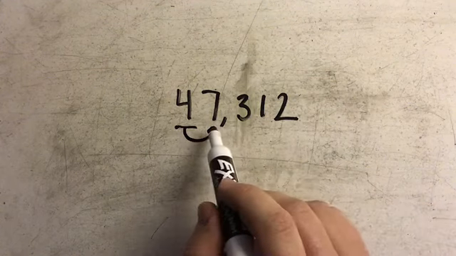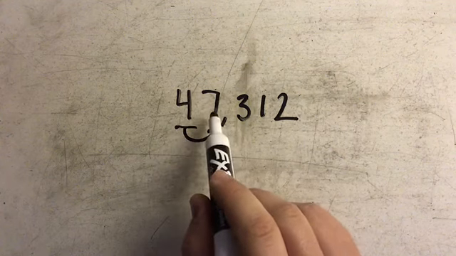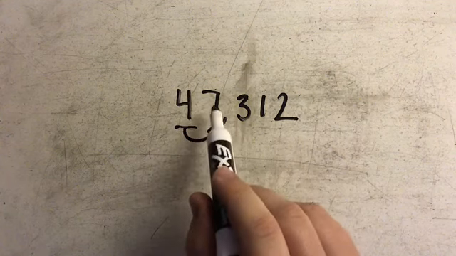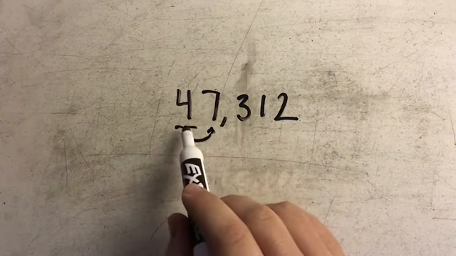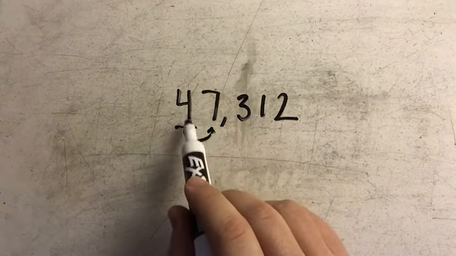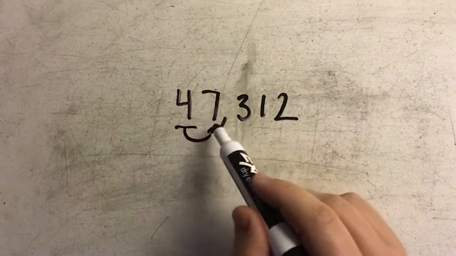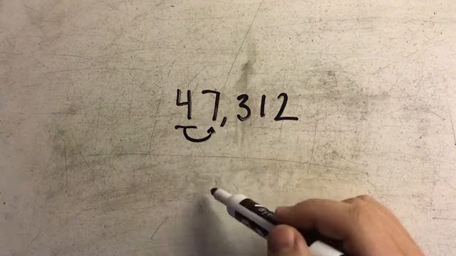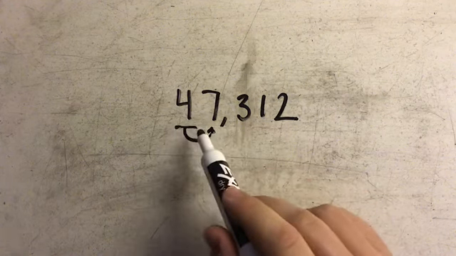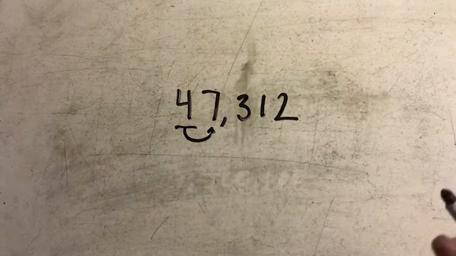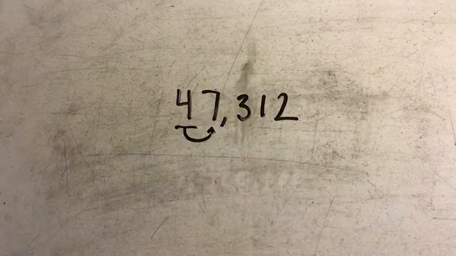And the rule for rounding states that if the number behind the place that you are rounding to is a 5 or greater, so 5, 6, 7, 8, or 9, then this number would change. It would round up to the next digit. So in this case, the 4 would become a 5. If this digit is 4 or less, so 4, 3, 2, 1, or 0, then this digit would not change at all. We call it rounding down, but this number doesn't change. It would stay the same.